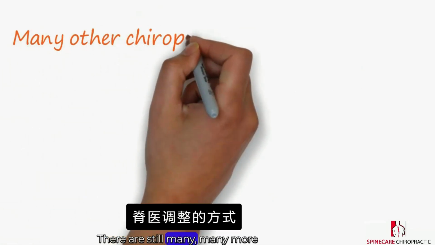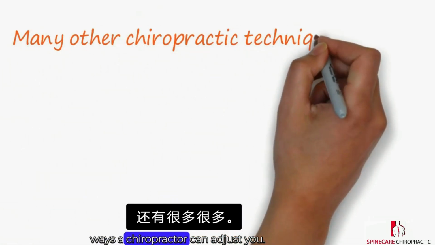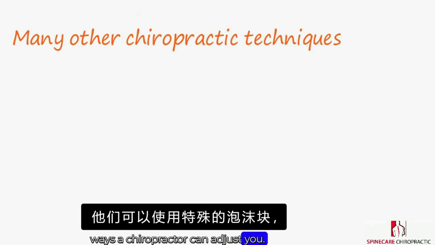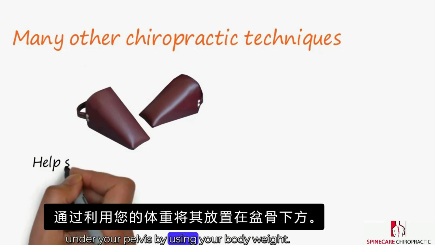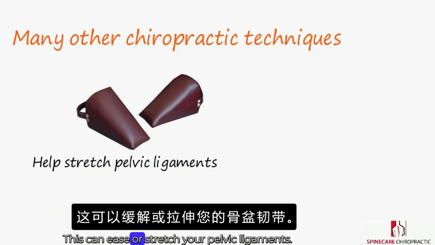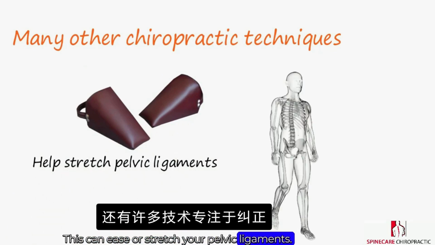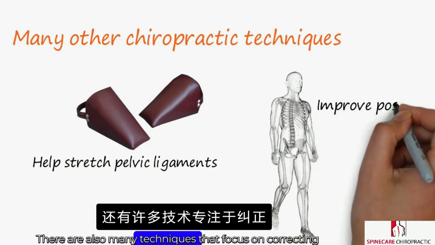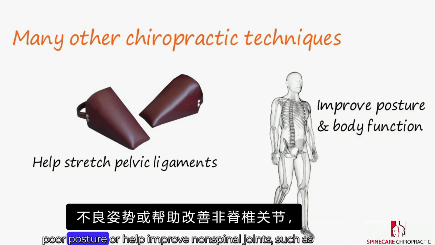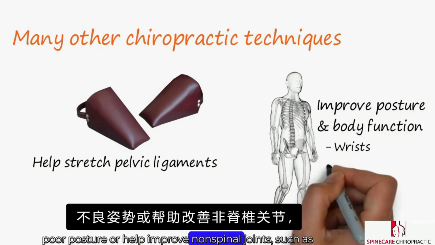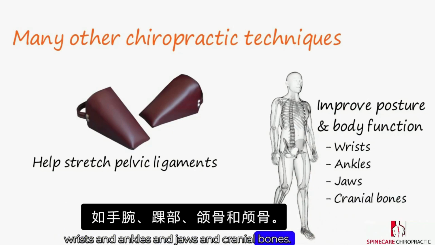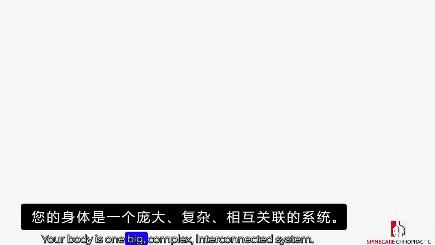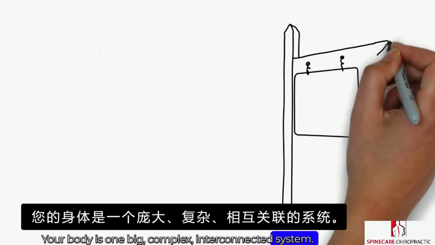There are still many, many more ways a chiropractor can adjust you. They can use special foam blocks to put under your pelvis. By using your body weight, this can ease or stretch your pelvic ligaments. There are also many techniques that focus on correcting poor posture or help improve non-spinal joints such as wrists and ankles and jaws and cranial bones. Your body is one big, complex, interconnected system.